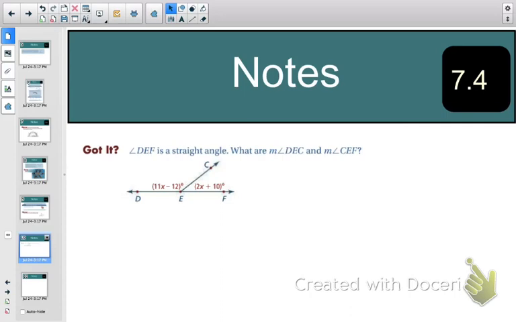Okay, and then the last one, this says DEF is a straight angle, meaning it's 180 degrees, it's a straight line. What is DEC and CEF? Okay, so I'm going to let you try that. So you can pause this in 3, 2, 1, pause.